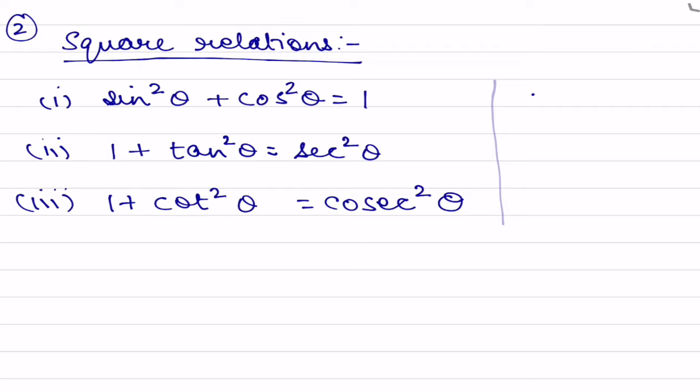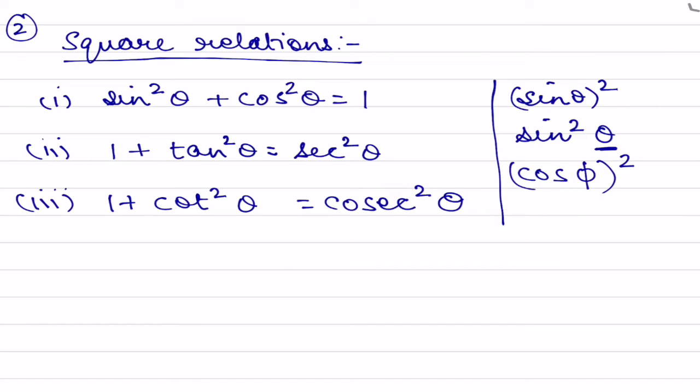And one more thing, children, please remember, whenever we do the squaring of these ratios, the square will be on the ratios, not on the angle. The angle will remain as it is. Here theta is the notation for any angle. Either we can use theta or phi, whatever is given in the question. Like cos phi whole square means cos square phi, not cos square phi square. That is wrong.